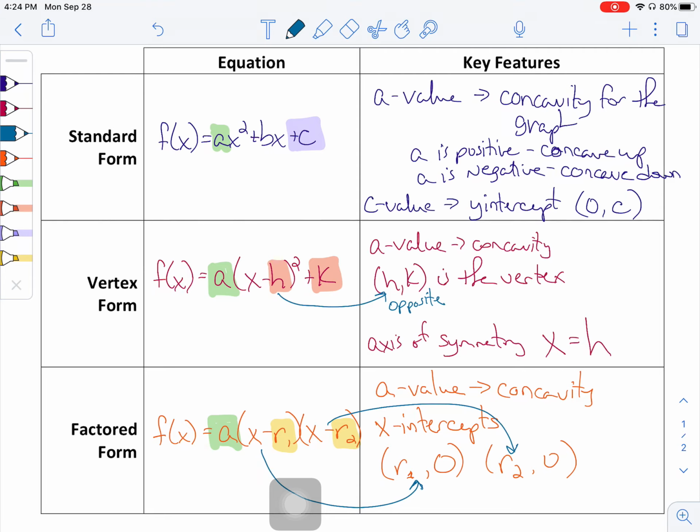That's kind of the summary of what's been going on. Just for practice, I'm going to go ahead and do a couple of examples really quickly where we actually have some functions. We're going to identify if it's standard, vertex, or factored form, and then identify those key features that are easy to find.